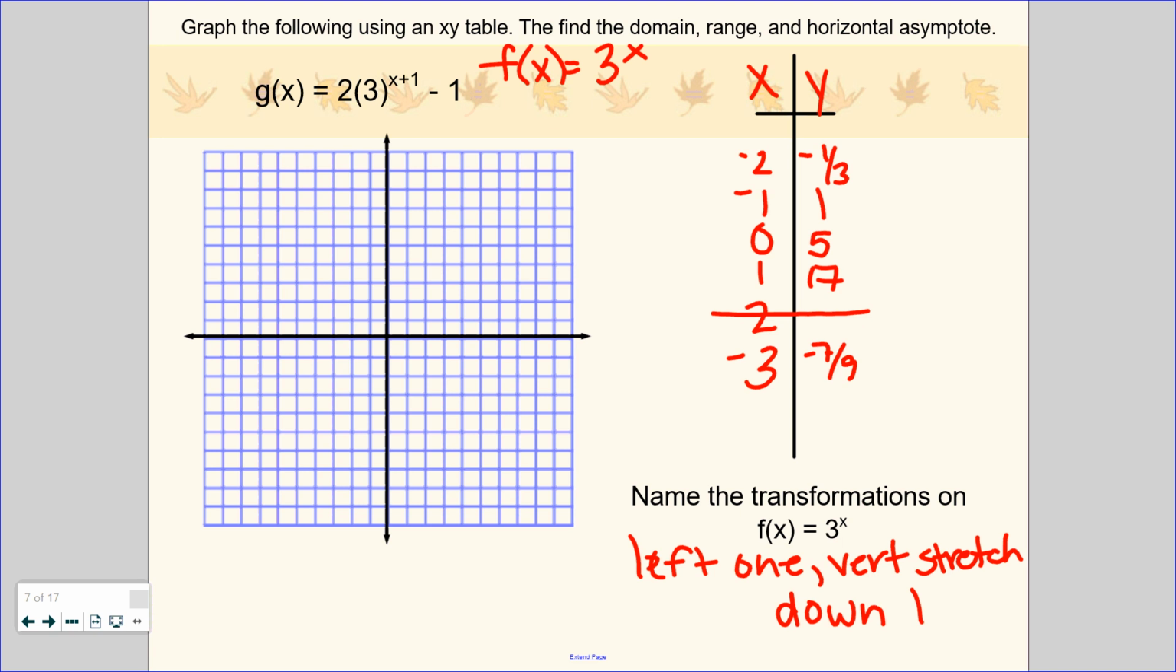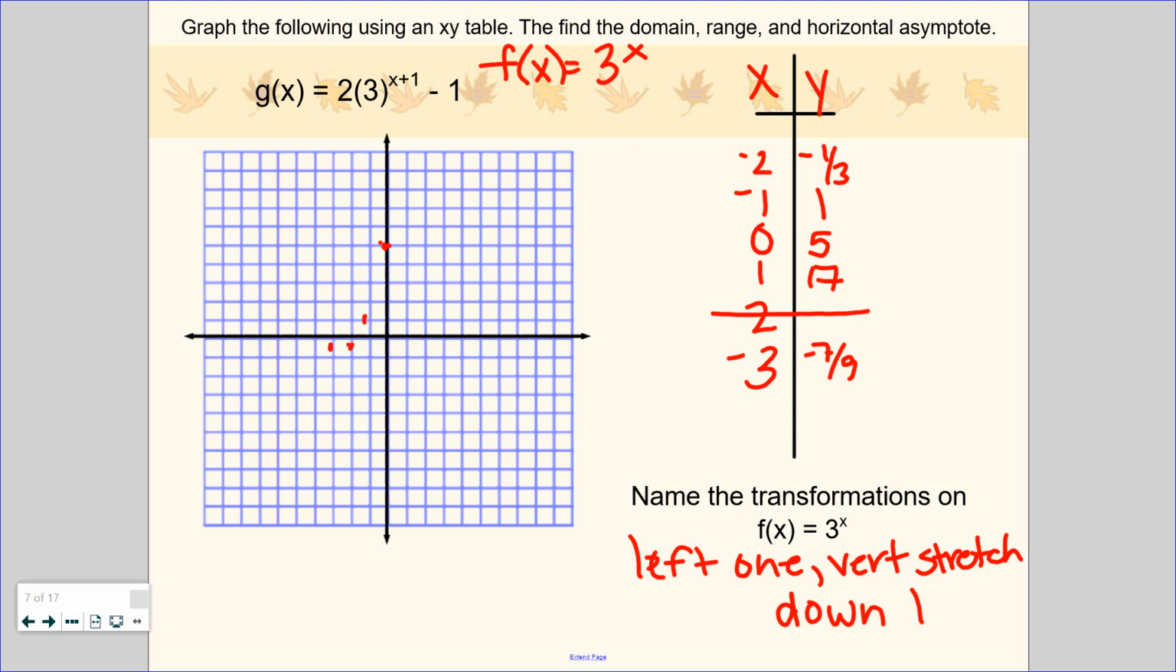All right, let's plot the points. -2, I'm at -1/3. -1, I'm at 1. 0, I'm at 5. That's my intercept. 1, I'm at 17. That's way off the graph. And -3, I am at -7/9. Make sure before you connect these points that you know where the horizontal asymptote is. Look at the values in my table. If I continue to the left, -4, -5, -6, etc., what am I approaching? -1.